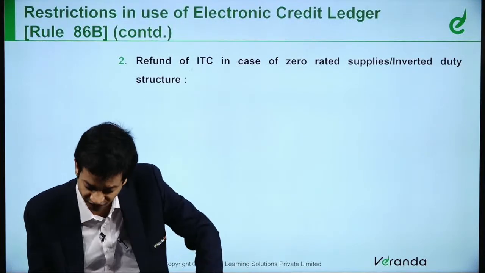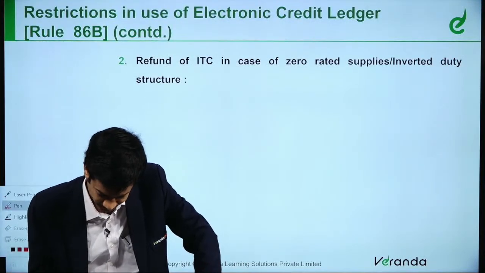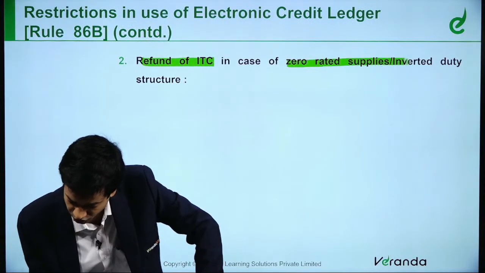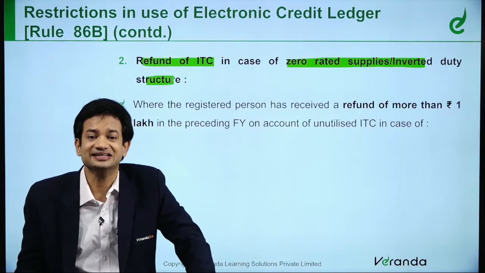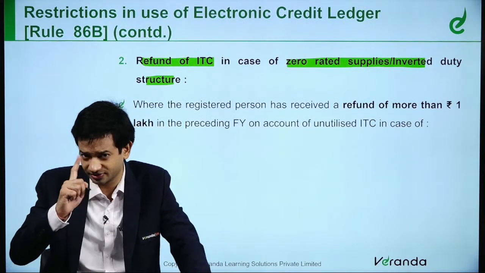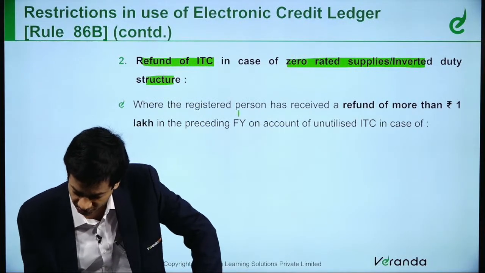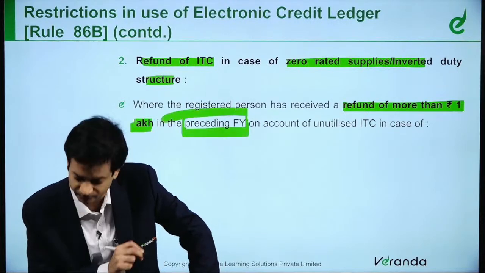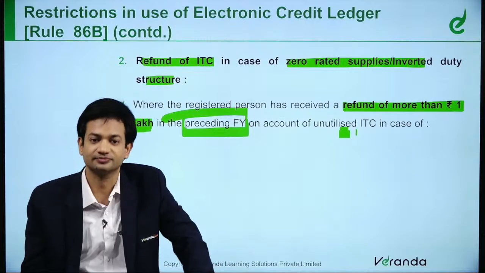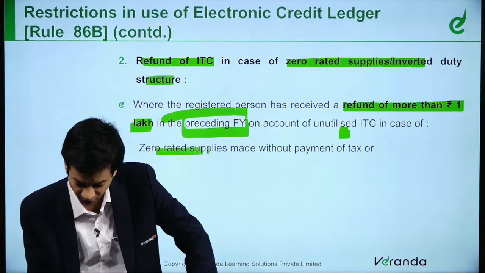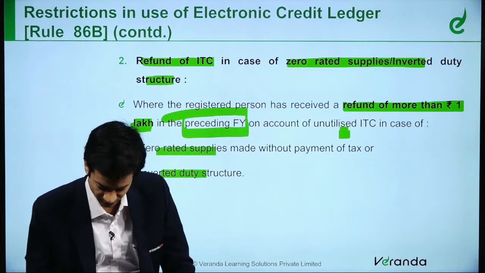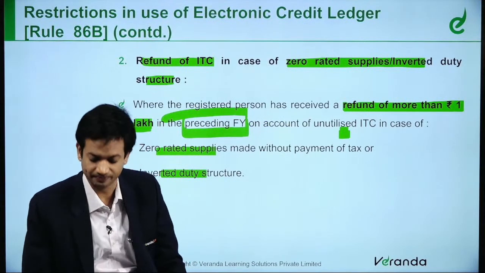Next exception, refund of ITC in case of zero-rate supplies or inverted duty structure. So if someone has received a refund of more than 1 lakh rupees, then this rule does not apply to them. So if the registered person has received a refund of more than 1 lakh rupees in the preceding financial year on account of unutilized ITC in case of zero-rate supplies without payment of tax or inverted duty structure, in that case this rule 86B does not apply to them, right?